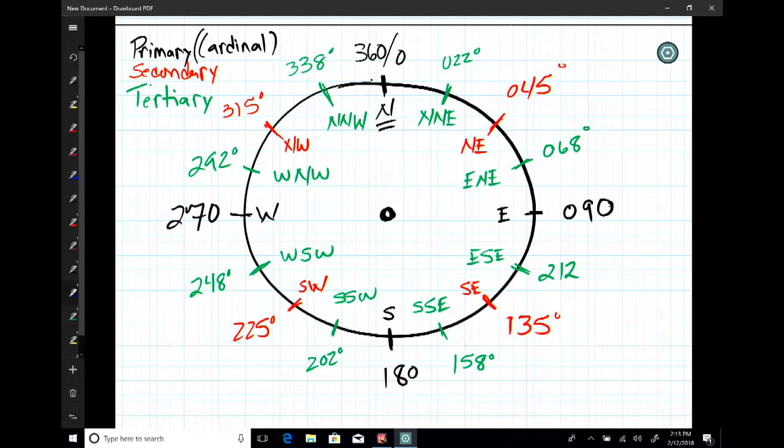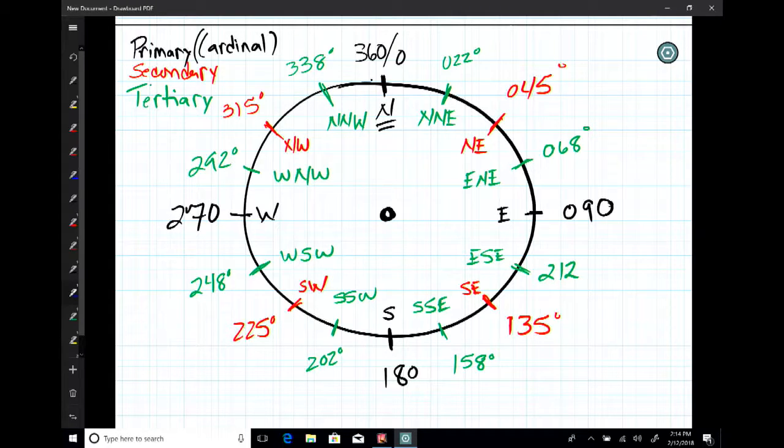Before we do that, however, I want to go back and I want to review something just to make sure that you guys are fully up to speed on what all of this means. This is a compass rose. In just a minute, I'm going to let you pause this video, and I want you to draw this compass rose identical to what I have here.